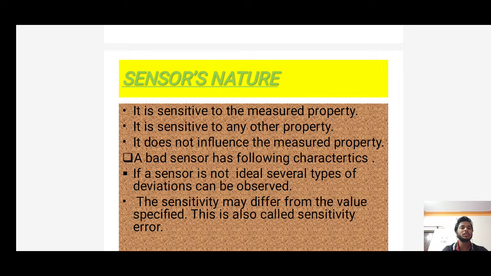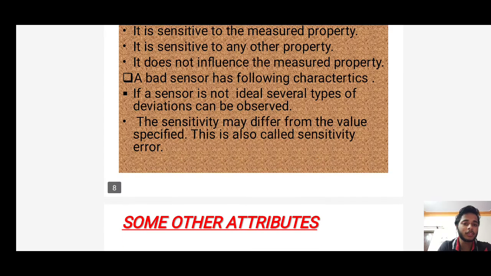Now, the sensor nature. It is sensitive to the measured property. It is not sensitive to any other property. It does not influence the measured property. A bad sensor has the following characteristics. If a sensor is not ideal, several types of deviation can be observed. The sensitivity may differ from the value specified. This is also called sensitivity error.